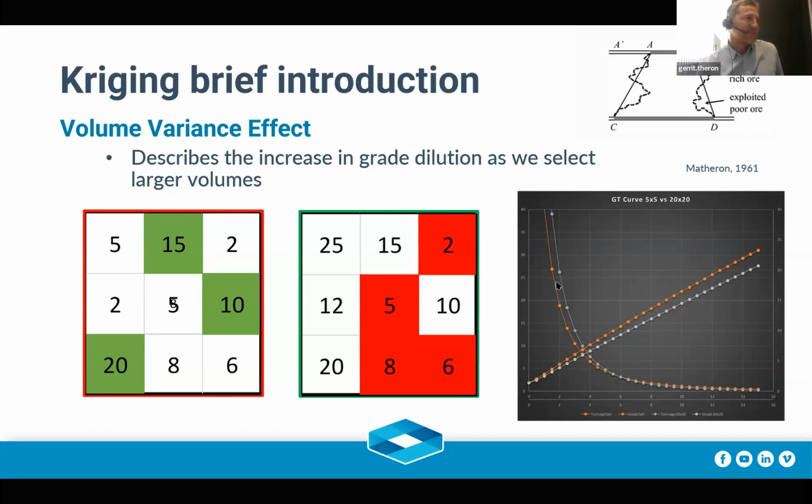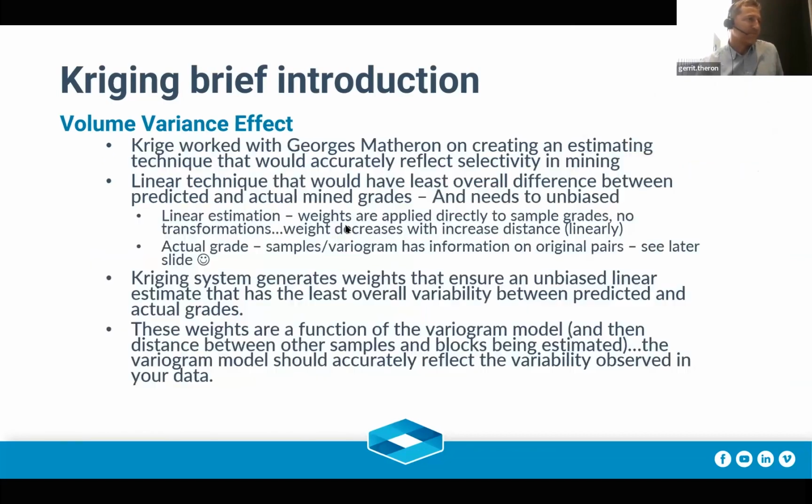This is basically the first reason why they developed kriging. So Danie Krige then worked with the geostatistician or mathematician Georges Matheron on creating a technique that would accurately reflect selectivity in mining. Okay, so they wanted to create a linear technique that would have the least overall difference between the predicted and the actual mine grades, and it needed to be unbiased.